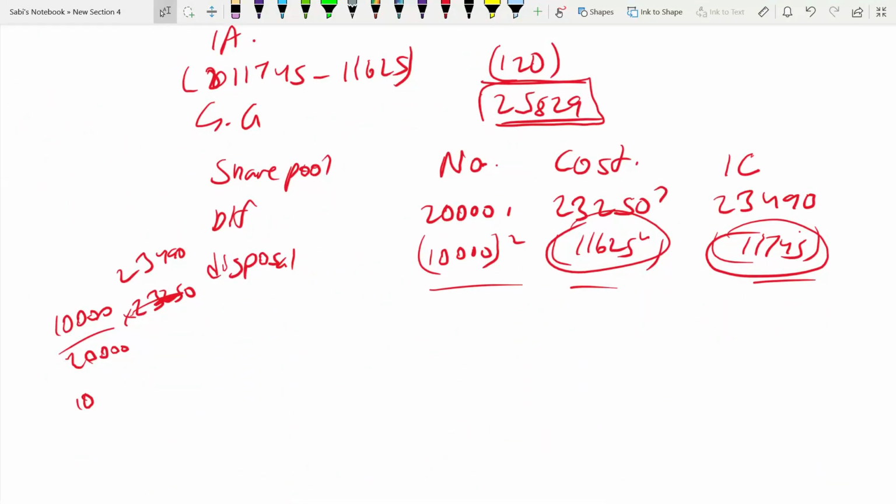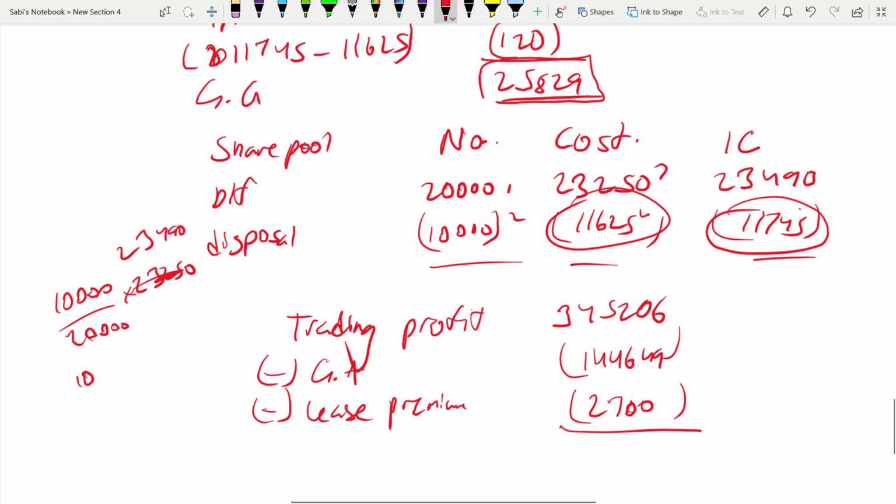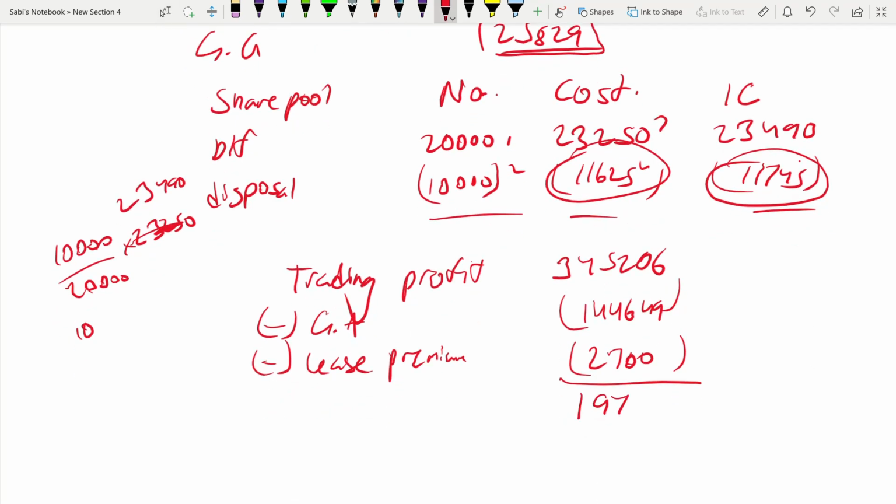So straight away from trading profit. Trading profit is given 345,206. Deduct capital allowance 144,649. I've already put the number in the box. Lease premium. How much lease premium did you pay? 2,700. 197,857. Tax adjusted. You have to name it. This is tax adjusted trading profit.